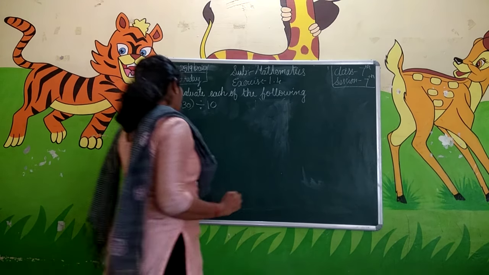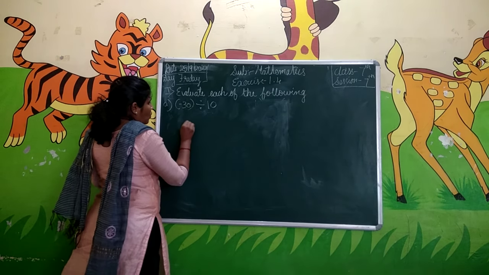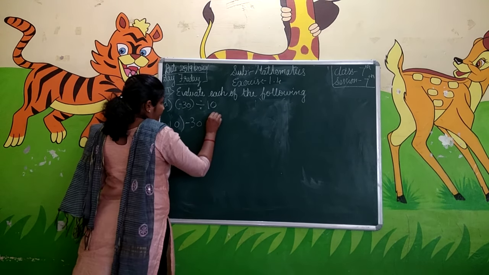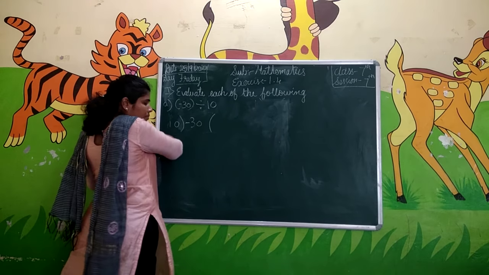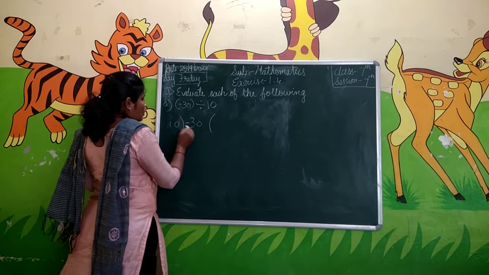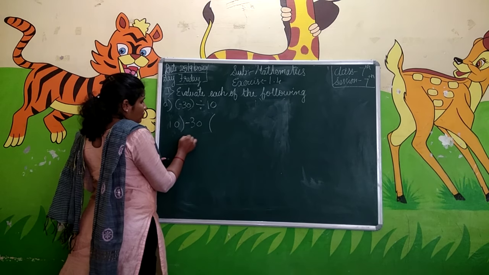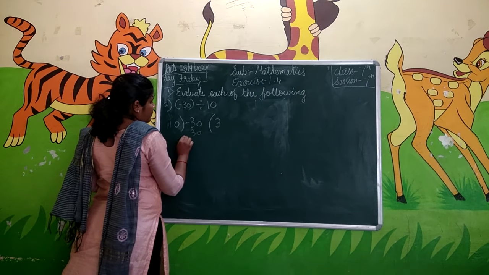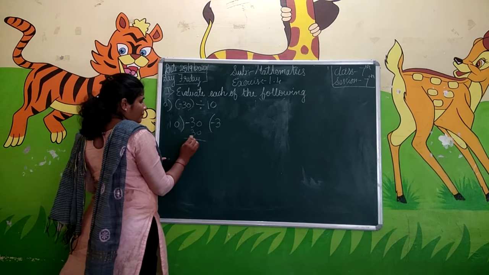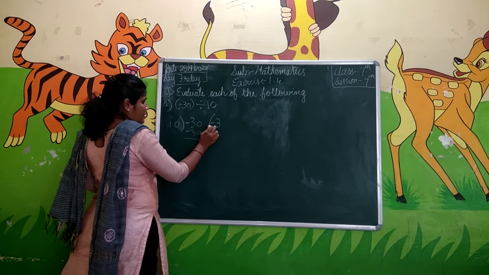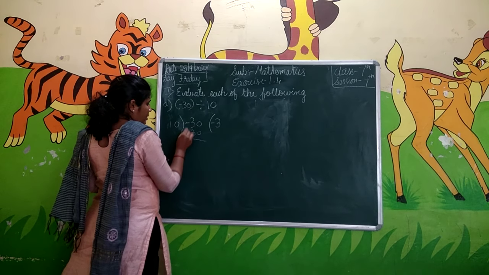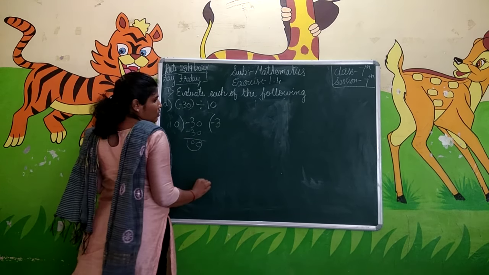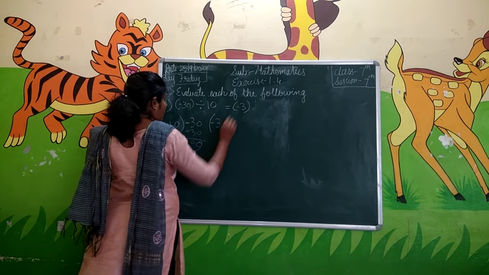So your first question is minus 30 divided by 10. I have to get a minus here, and we can do cancellation. 10 threes are 30. Here we should get the minus. Minus into plus gives minus, then you can cancel here. Minus minus gives 0. What is the remainder? It is 0. Minus 3 is the quotient.